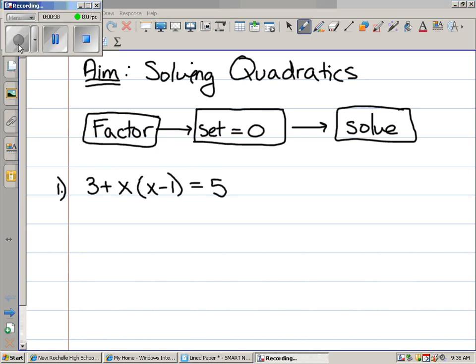Let's take a look at this first problem. Now the problem with this one is you can't factor it just yet. You kind of have to get it in that good quadratic form, like something squared plus something x plus something else. So what do you think we do?